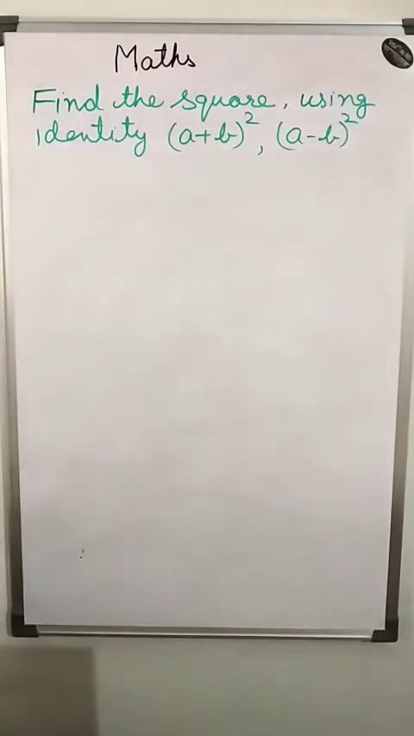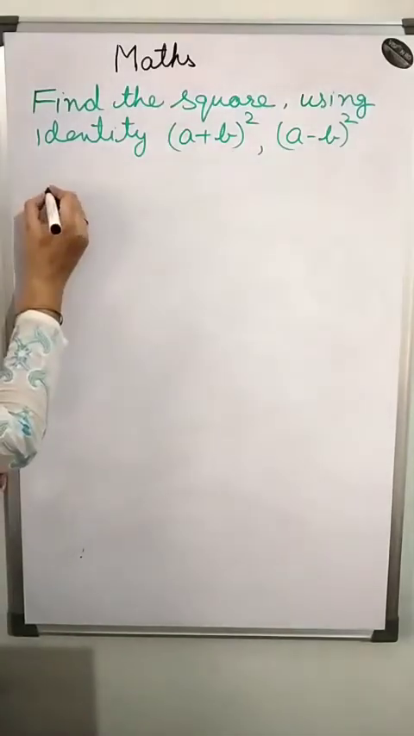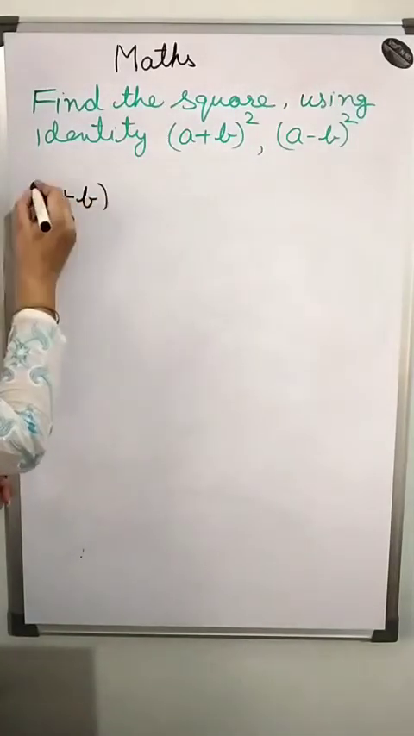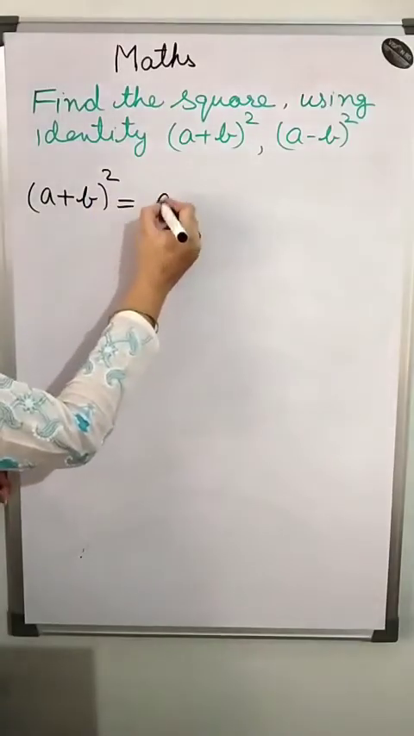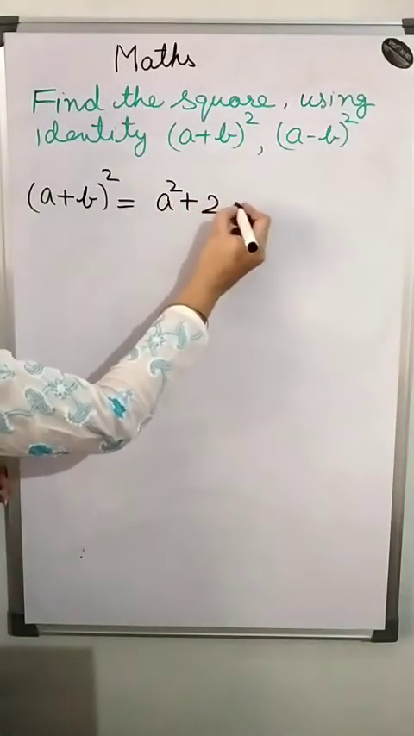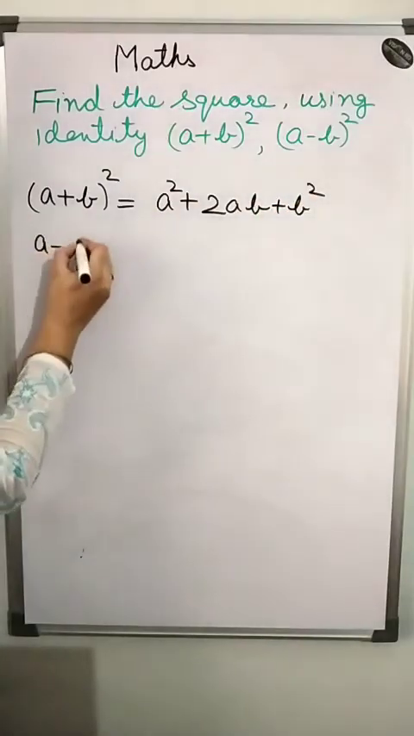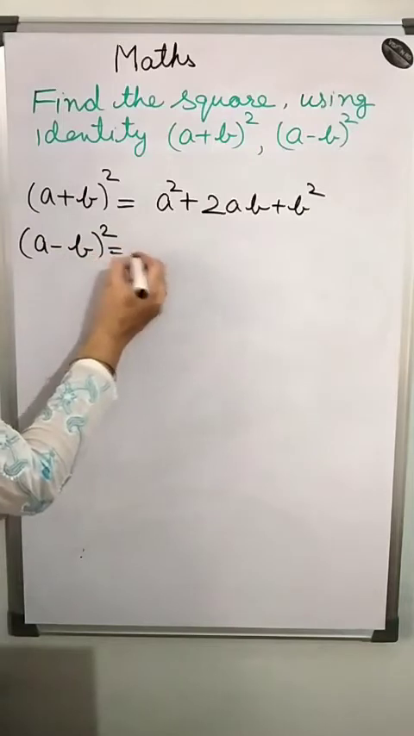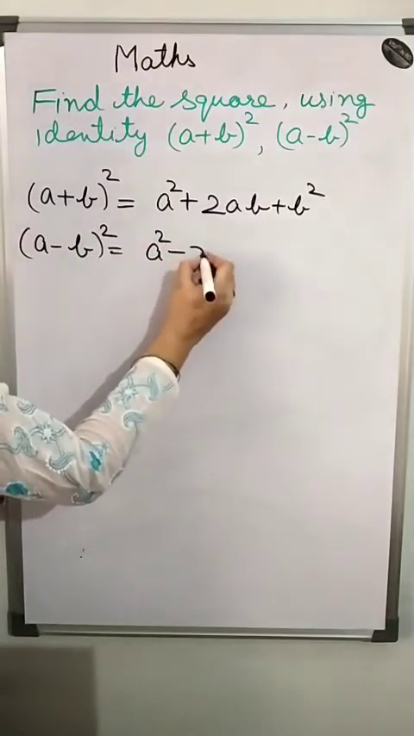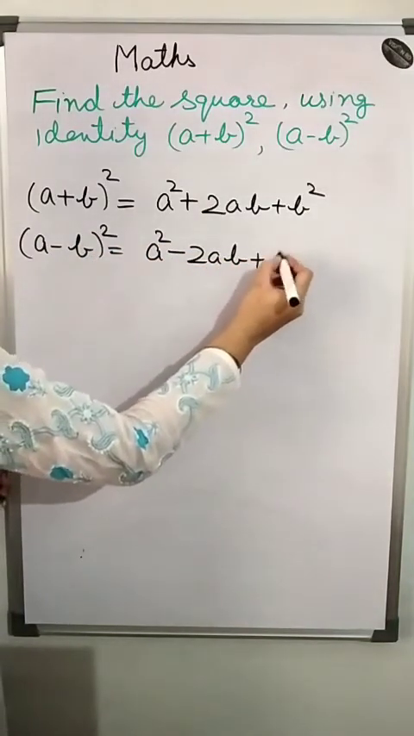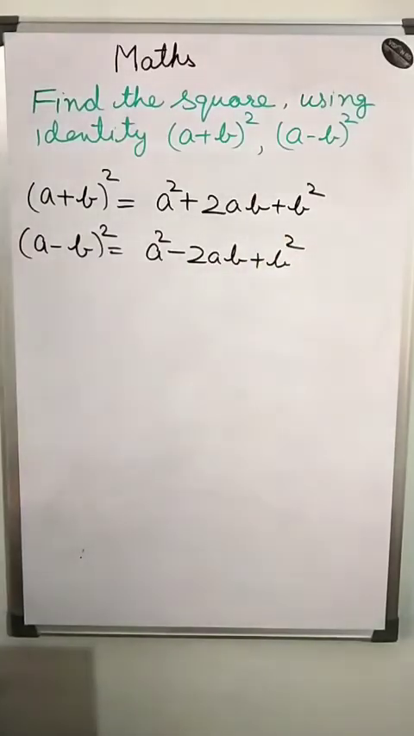Welcome to this class. Today we find a square using the identity (a plus b) whole square and (a minus b) whole square. First I explain the identity. (a plus b) whole square means, as you know, a square plus 2ab plus b square, and (a minus b) whole square is a square minus 2ab plus b square. So these two are the identities.